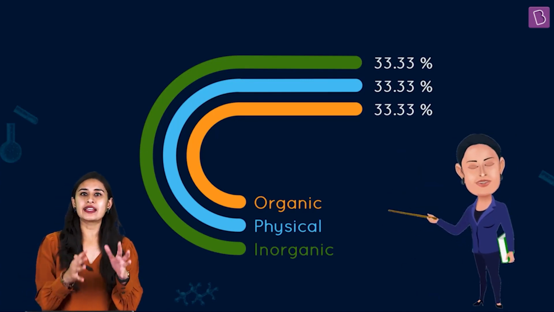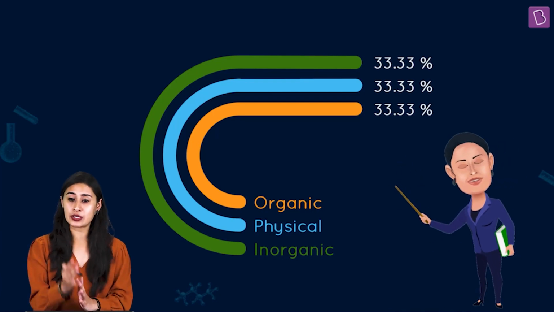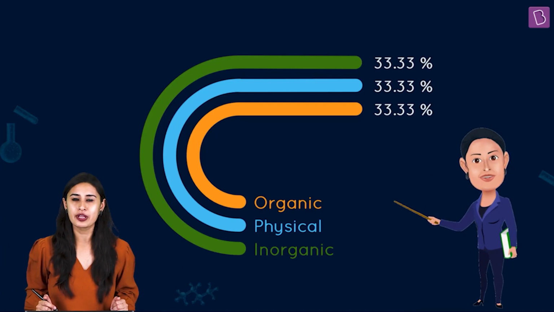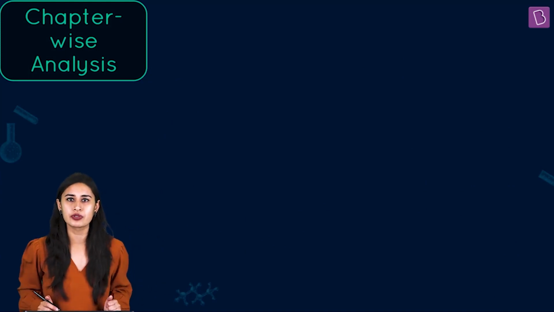What are we going to do today? We are going to analyze the pattern. First, let's get the pattern right. Once you understand the pattern, you will see that things become crystal clear. So let's analyze the pattern. Let's see the chapter-wise analysis, how the questions were distributed.